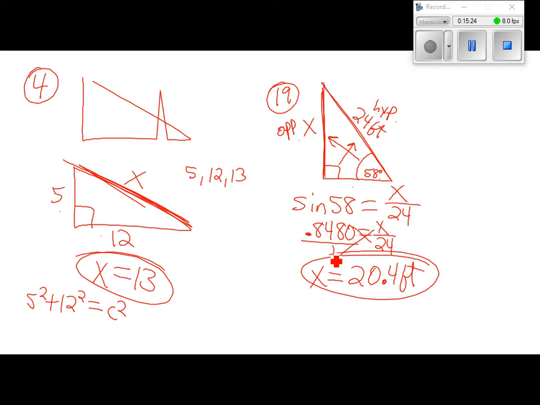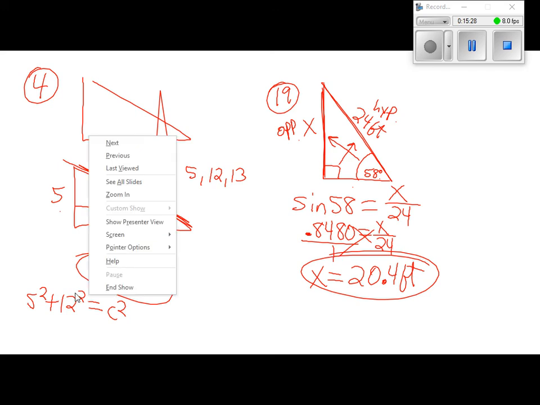The next one, problem number 20. It says a 50-meter vertical tower is braced with a cable secured at the top of the tower and tied 30 meters from the base of the tower. A lot of people had trouble with this one, drawing it.